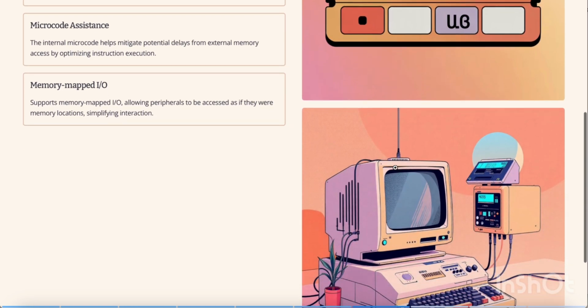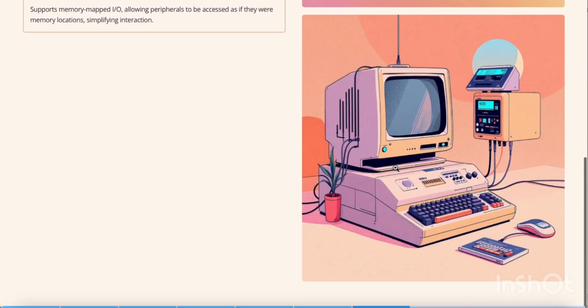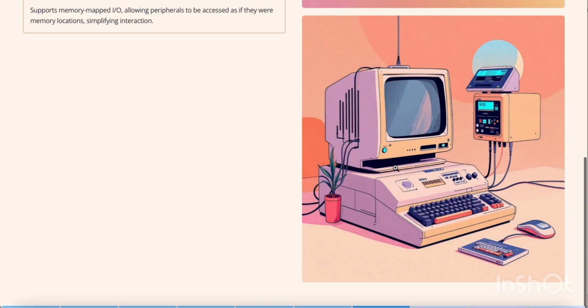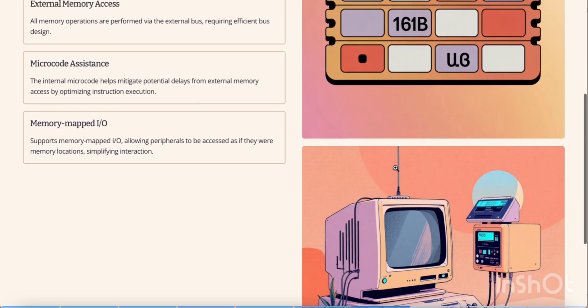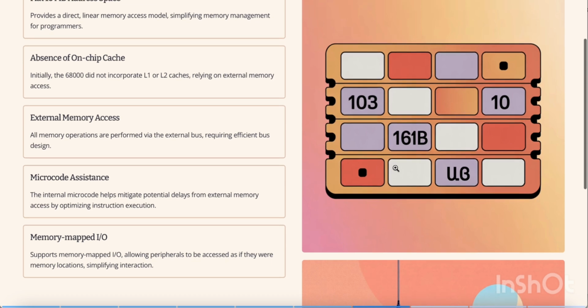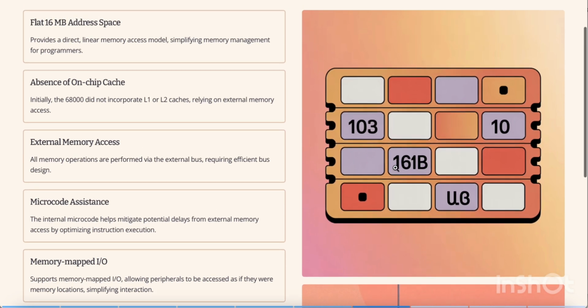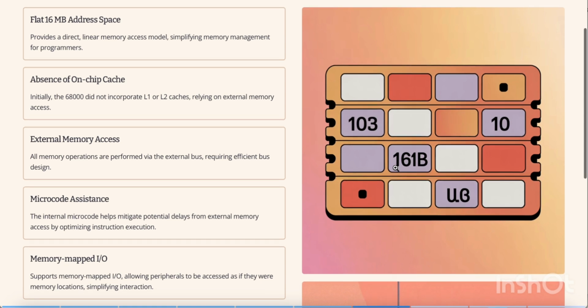So, first we have the flat 16 MB address space, which provides a direct linear memory access model, simplifying memory management for programmers. Then we have the absence of on-chip cache. So initially when the 68000 was released, it did not incorporate L1 or L2 caches and it heavily relied on external memory access. Then obviously we have the external memory access in which all memory operations are performed via the external bus. So we require an efficient bus for this. Then we have the microcode assistance and the memory mapped IO.